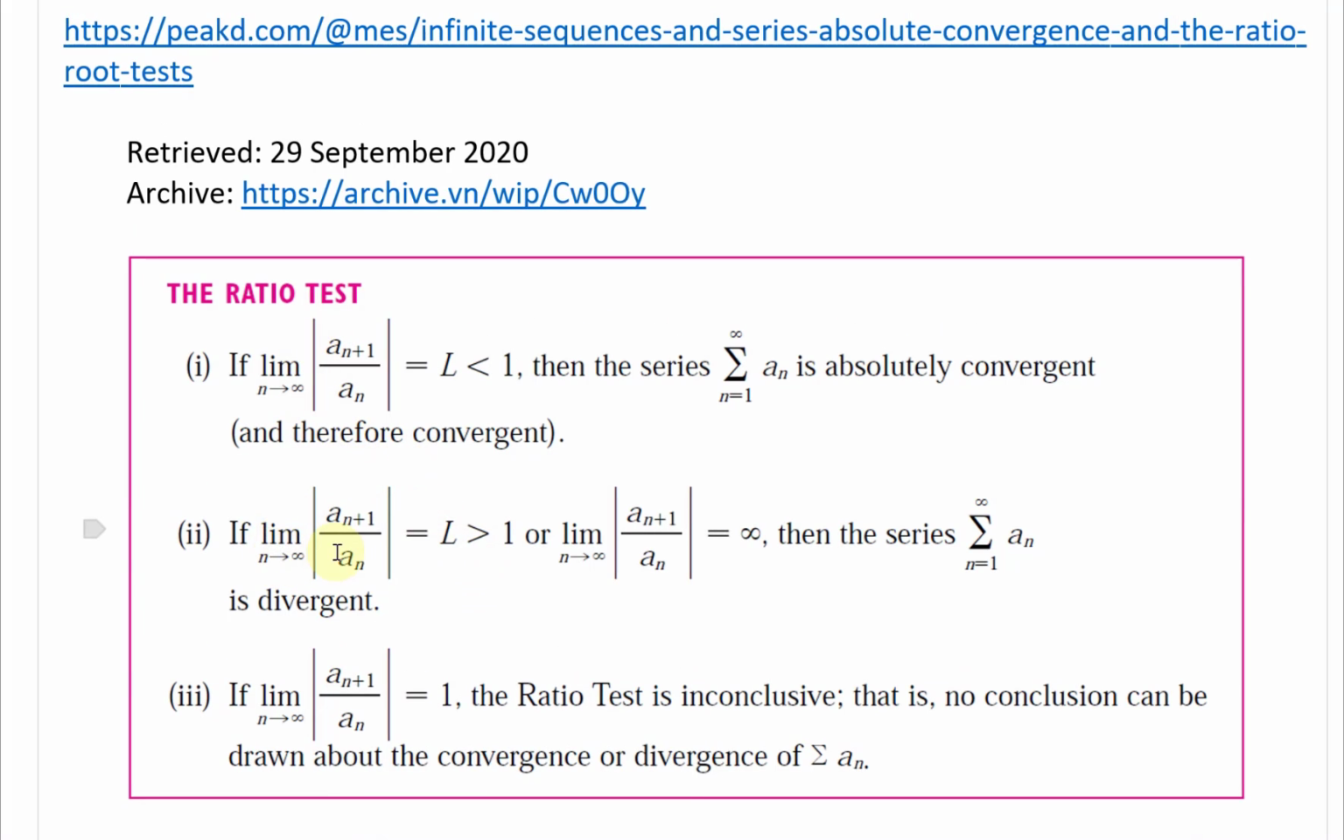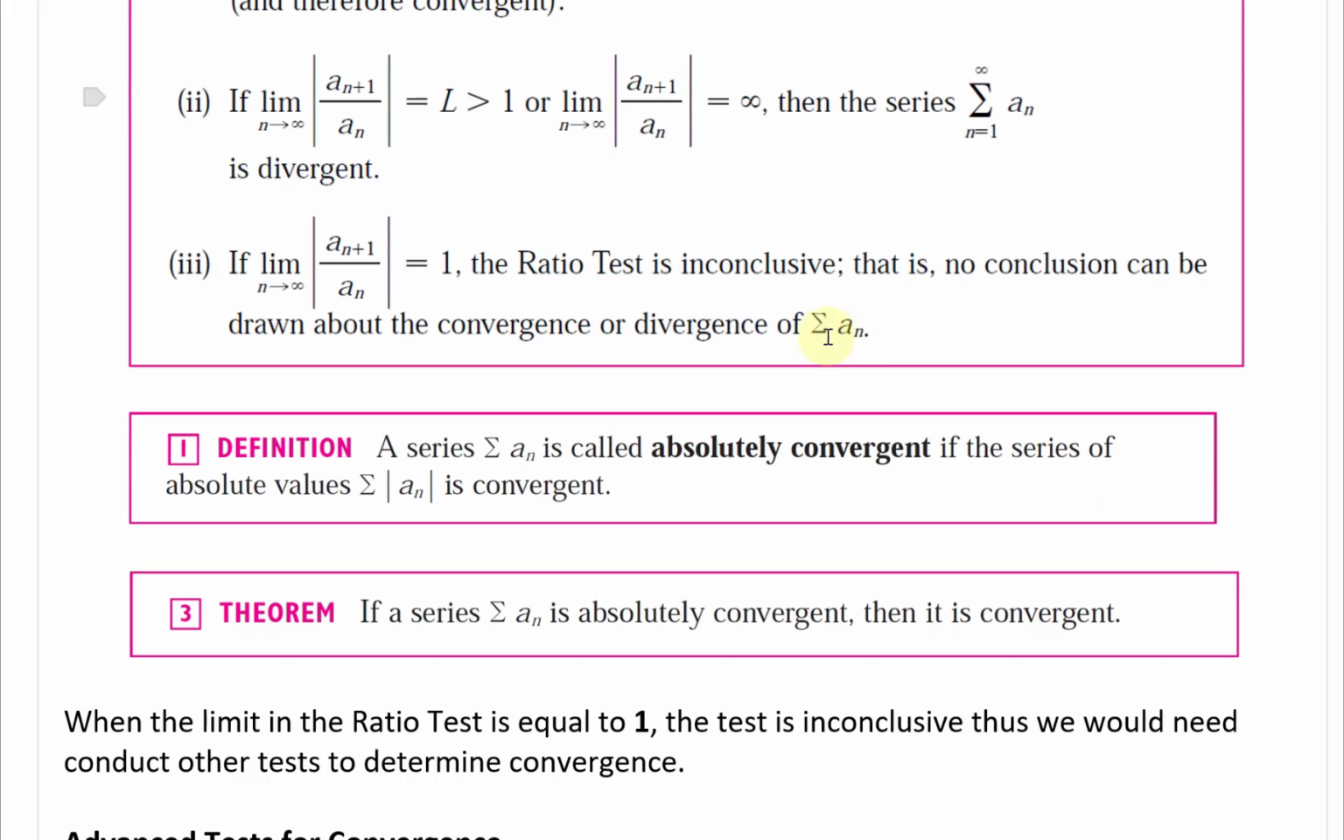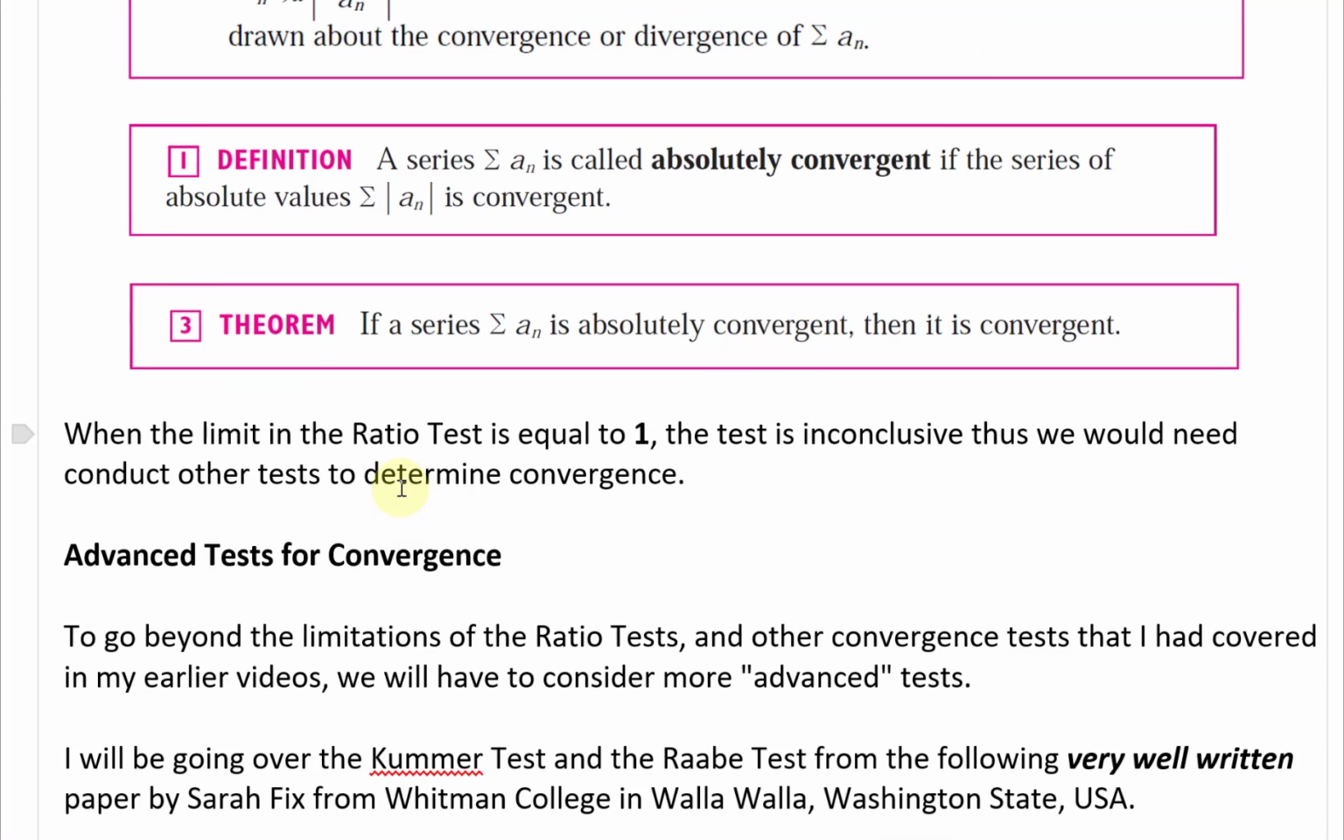If the limit as n approaches infinity of the absolute value of an plus 1 divided by an is equal to L, which is greater than 1, or it goes to infinity, then the series an is divergent. And for the case where the limit is equal to 1, the ratio test is inconclusive. That is, no conclusion can be drawn about the convergence or divergence of the series an. So when the limit in the ratio test is equal to 1, the test is inconclusive. Thus, we need to conduct other tests to determine convergence.